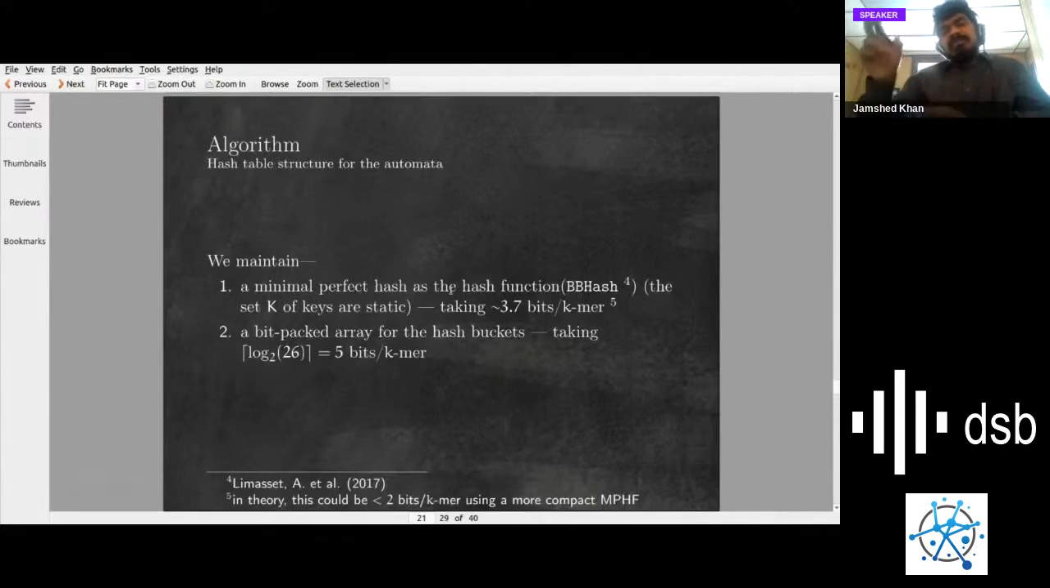Now, representing this hash function takes around 3.7 bits per k-mer, irrespective of the k-mer size. To store the state information into the hash buckets, we use a bit-packed array. Since each vertex can be in one of 26 states, that is 25 states plus the unvisited state, we need at least 5 bits per k-mer to succinctly represent the states. So as a whole, our hash function takes 8.7 bits per k-mer, irrespective of the k-mer size.